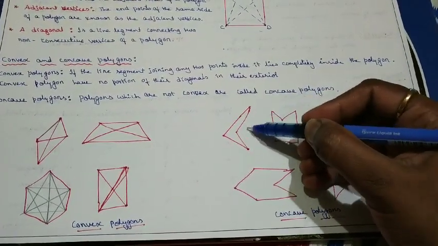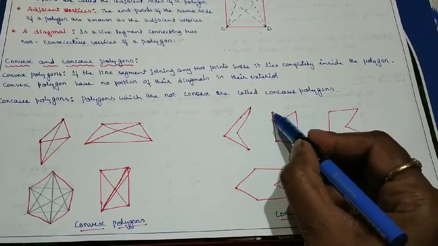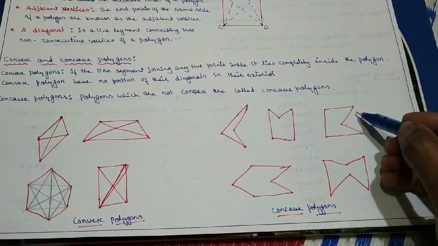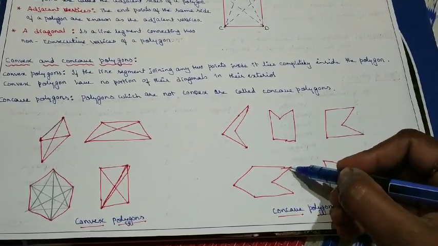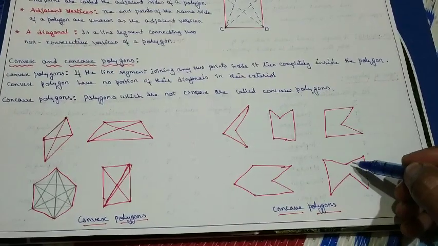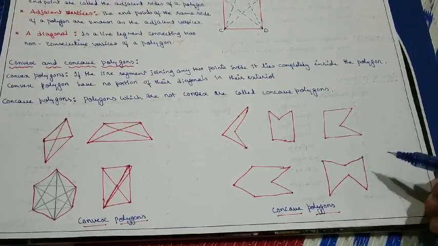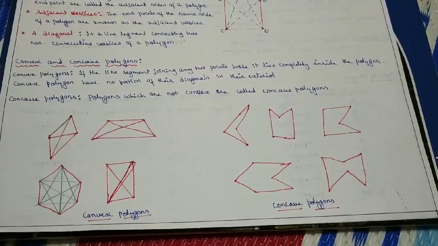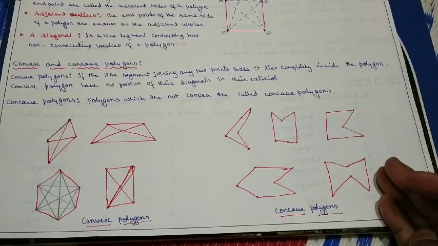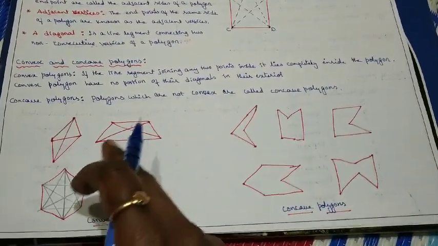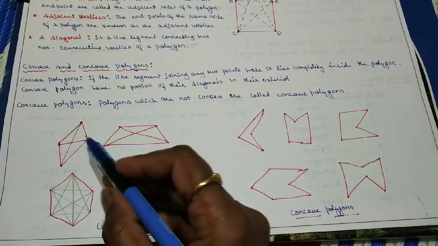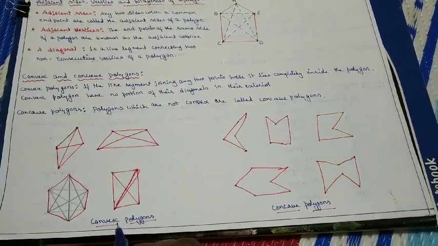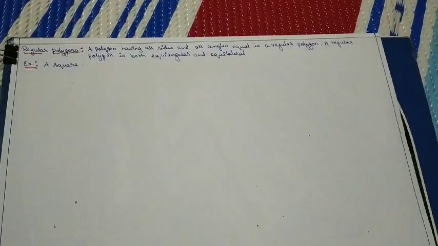In this figure, the diagonal lies outside. Even in this figure, the diagonal lies outside, in the exterior. Here also the diagonal lies in the exterior. Therefore, even if a single diagonal lies in the exterior of the polygon, then it is said to be a concave polygon. If all the diagonals lie within a polygon, then such polygons we call convex polygons. Hope it is clear now.